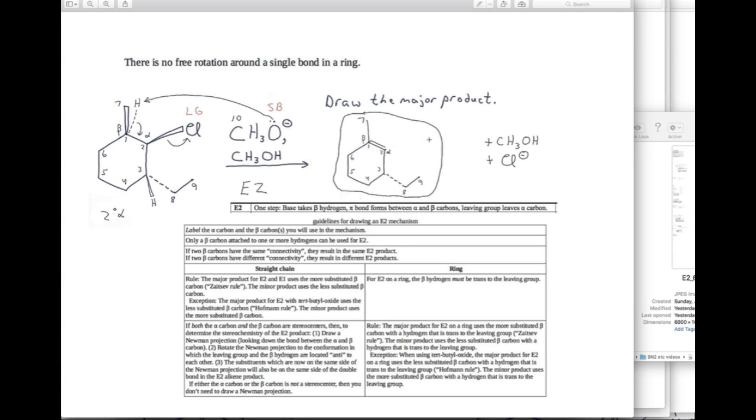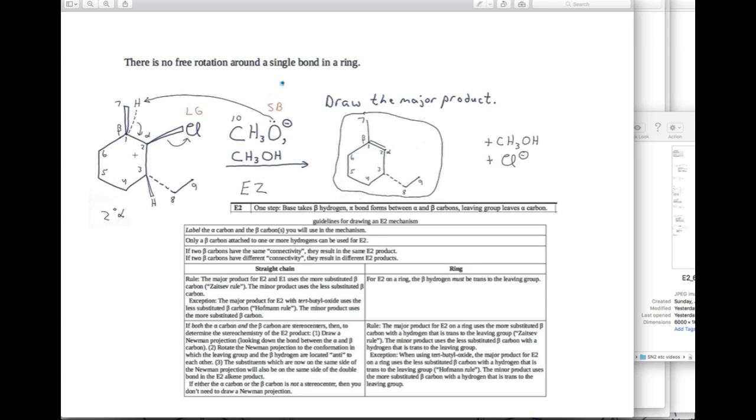Think about all the E2 reactions that we did in the previous video. Those were all on rings, but none of them required us to draw the chair picture. So it's actually somewhat rare that you actually have to draw the chair picture. For example, here we had cyclohexane, but it was possible to figure out an answer here without actually drawing the chair picture.